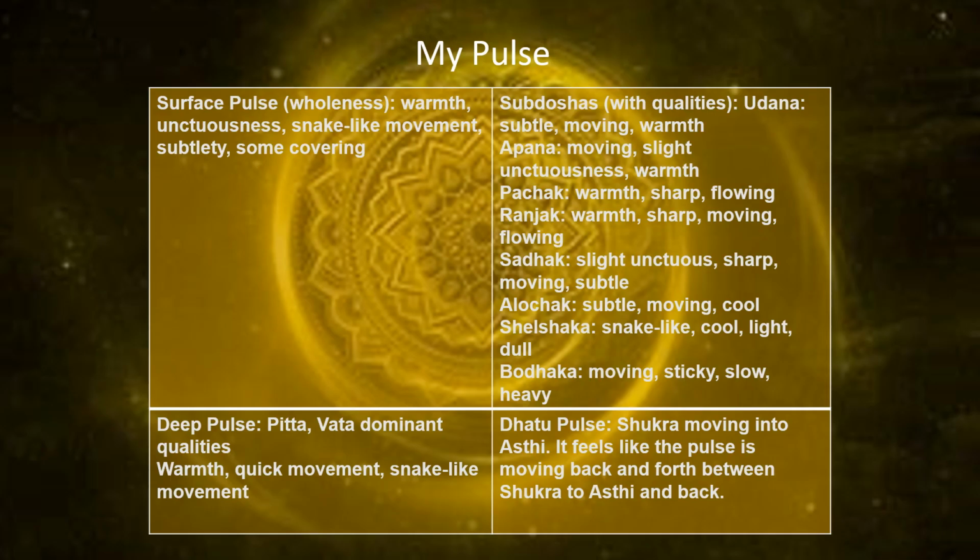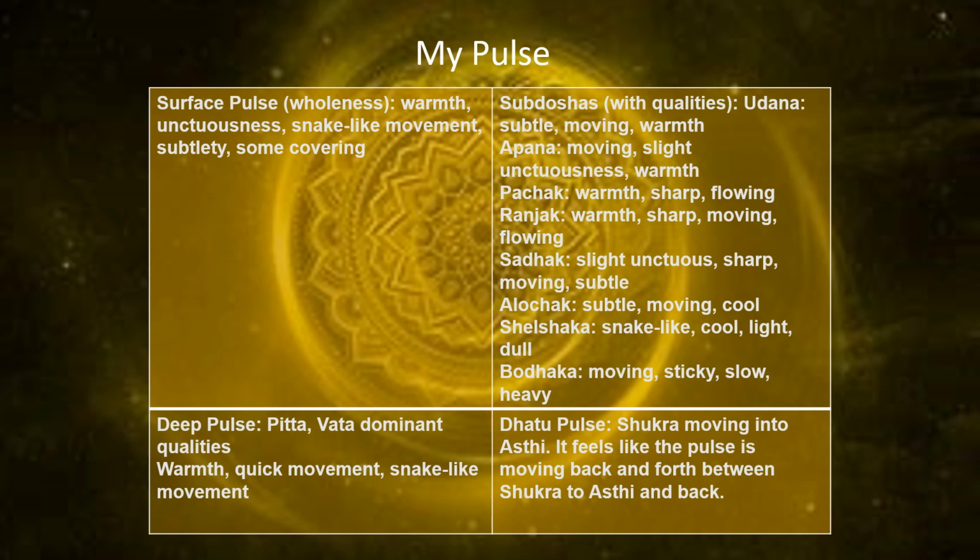I'm feeling Vata dominant gunas in my surface pulse, as well as some unctuousness and a little bit of warmth. I was having a little bit of difficulty with my pulse because my wrist is very swollen, so I had to do it again in the morning time and a couple times throughout the day just to see what I could feel. And subdoshas, what stood out to me the most were Udana, Apana, Pachaka, Ranjaka, Sadhak, Alochaka, Shleshaka, and Bodhaka, which makes sense because I am having some IBS symptoms, so for the Vata to be throughout my pulse makes sense.